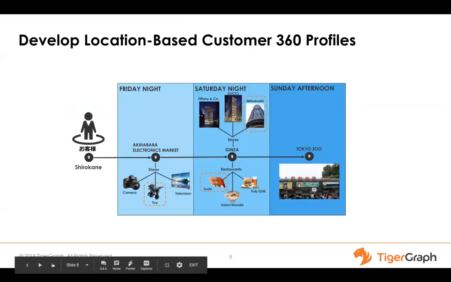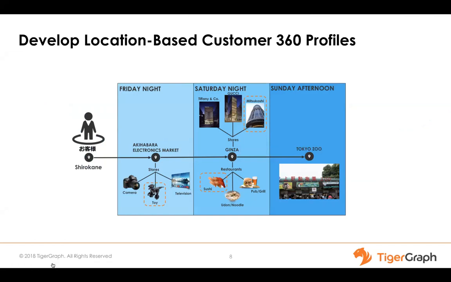Another insight from the same set of data for this Japanese customer. Just imagine one of the customers from this ride-hailing company, Yushi-san, lives in Shirokane, which is the wealthy outskirts of Tokyo. And he comes Friday night to Akihabara area, which is the electronic market, and buys toys and television. And on Saturday night, he goes shopping at Ginza and also goes to the restaurants there. On Sunday afternoon, Yushi-san takes his kids to the Tokyo Zoo.